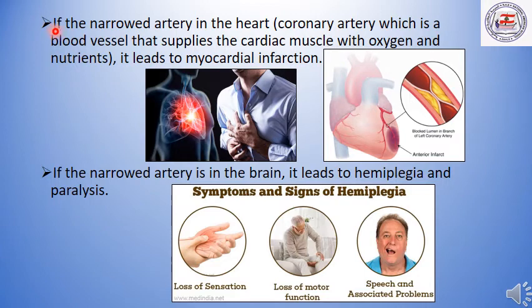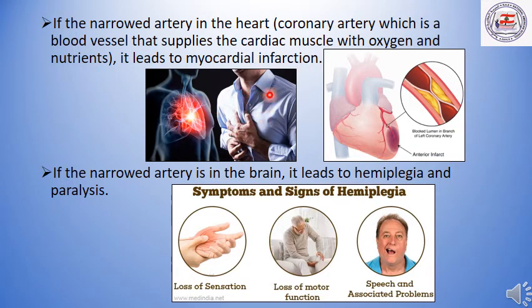The consequences of atherosclerosis, or the narrowing of an artery, depend on its location in the body. We have two main common cases. It can narrow the artery that nourishes the heart. If the narrowed artery is in the heart, meaning the coronary artery, which is the blood vessel that supplies the cardiac muscle with oxygen and nutrients, it will lead to myocardial infarction, or what we call the heart attack.